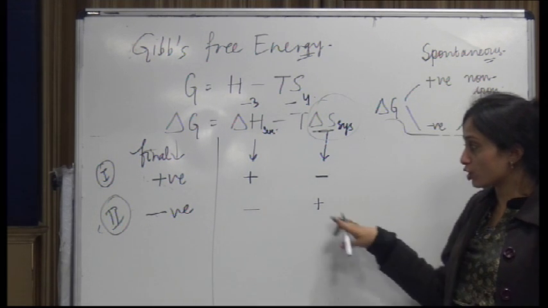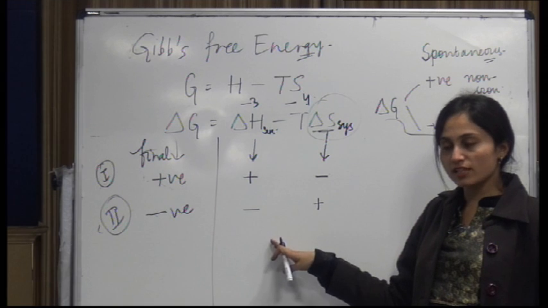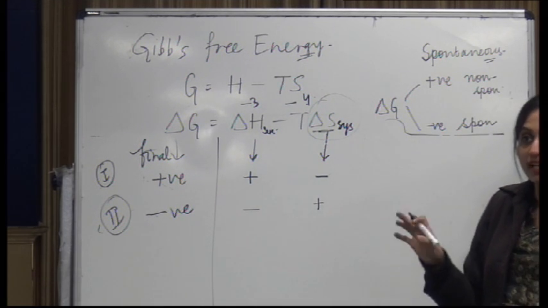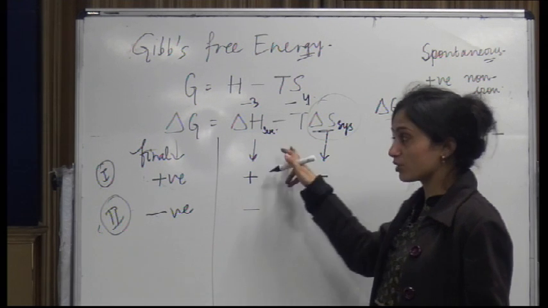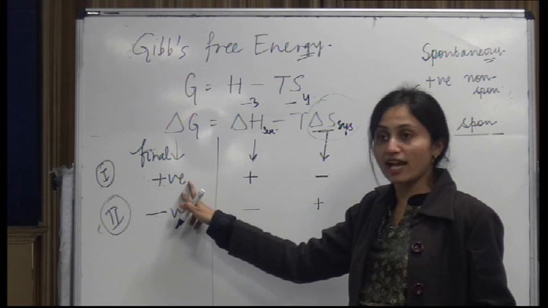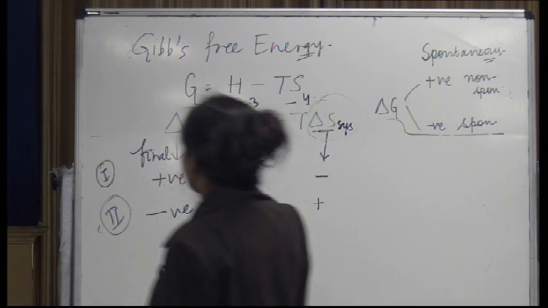So these are those two cases: when the reaction is exothermic and entropy is increasing, the reaction will be 100% spontaneous. And when your reaction is endothermic and delta S is also decreasing, then your reaction will be 100% non-spontaneous. Now look at the other cases.